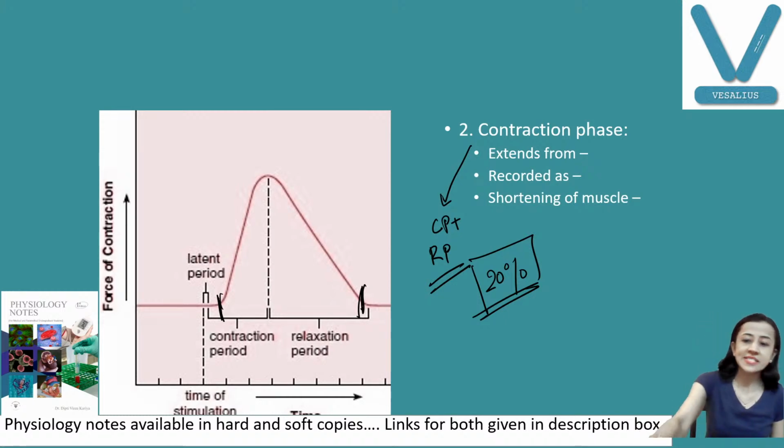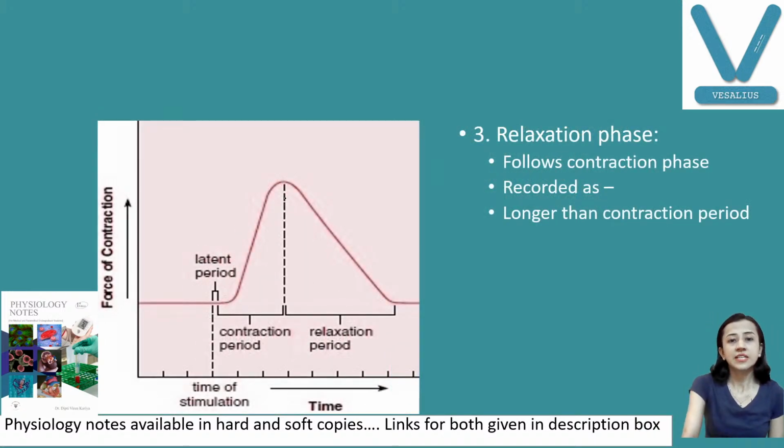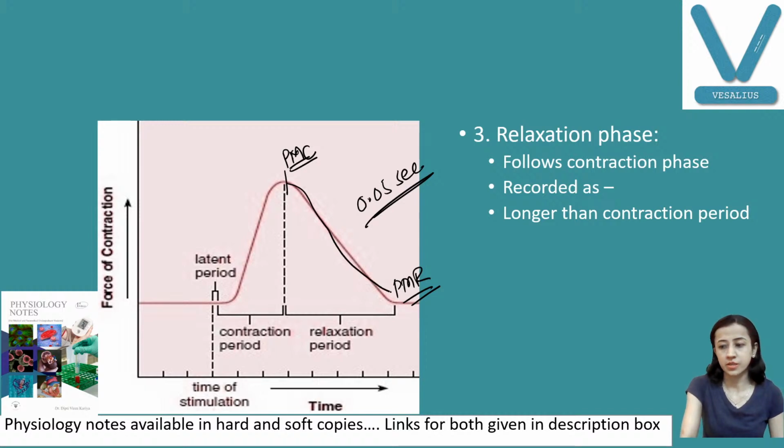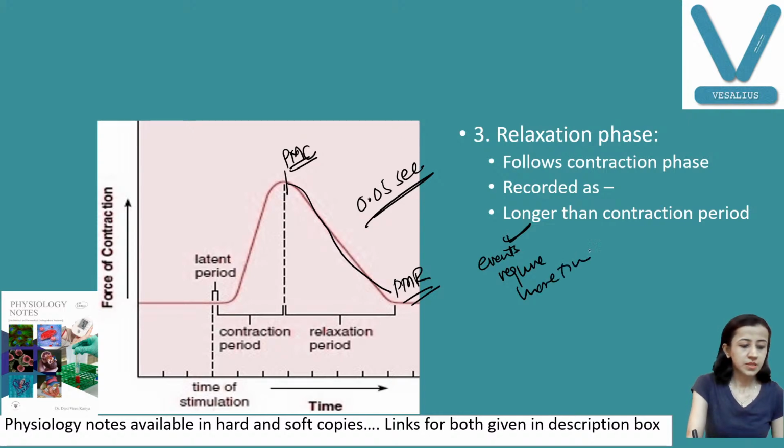Now, next is the relaxation phase, as we have discussed. That is from the point of maximum contraction to the point of maximum relaxation. This is your relaxation phase. Again, the duration, as we have discussed, is 0.05 second, and it is recorded as a downward movement. Your lever moves down here. Another important thing, the relaxation phase is longer than the contraction phase, because the events of relaxation require more time. This is the reason.